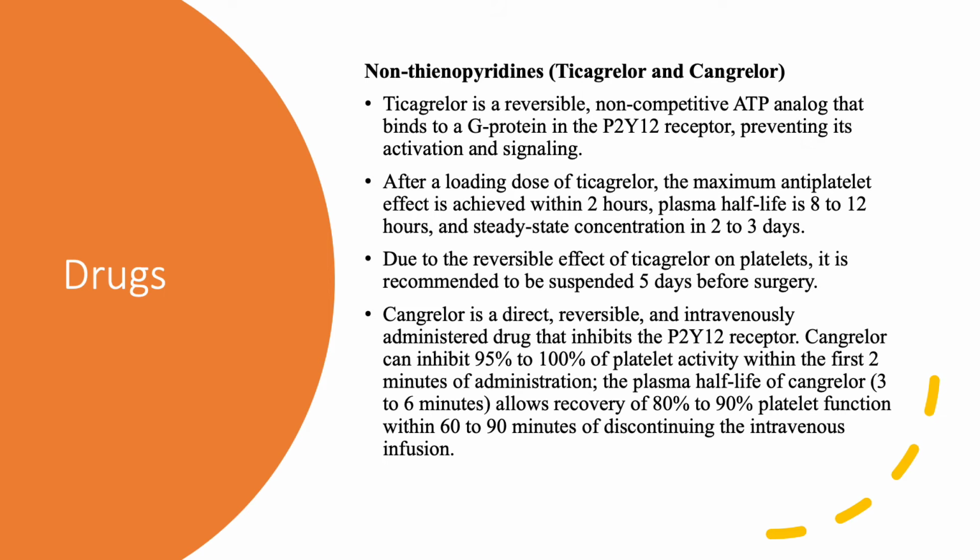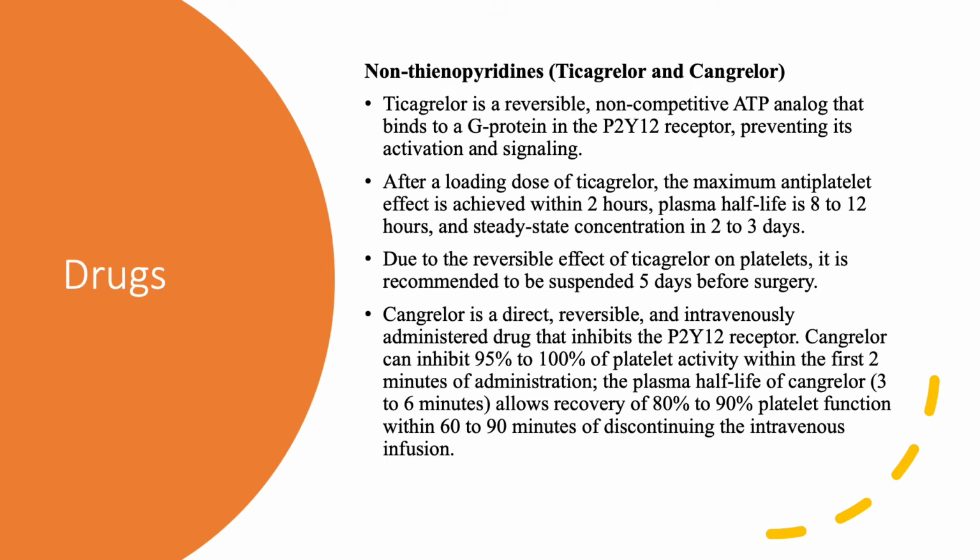Non-thienopyridine drugs, ticagrelor is a reversible, non-competitive ATP analog that binds to a G protein in the P2Y12 receptor, preventing its activation and signaling. After a loading dose of ticagrelor, the maximum antiplatelet effect is achieved within 2 hours. Plasma half-life is 8 to 12 hours and steady state concentration is reached in 2 to 3 days. Due to the reversible effect of this drug on platelets, it is recommended to be suspended 5 days before surgery.